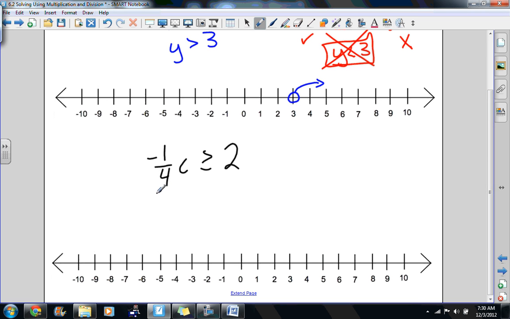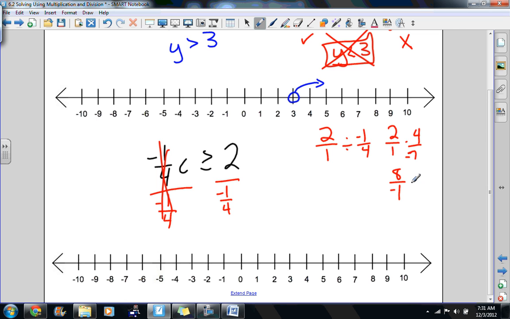So down here, I'm going to divide by negative 1/4. I'm going to divide by negative 1/4. Over here, I'm going to rewrite this. So I'm going to turn this into 2 over 1 divided by negative 1 over 4. I got to flip this because it's dividing fractions. That's something we learned a long time ago. So that gives me 8 over negative 1, which is negative 8. So I get c, and I have to flip the sign because that was negative. It's less than or equal to negative 8. Once again, I stress, you only flip the sign when you multiply or divide by negative numbers.